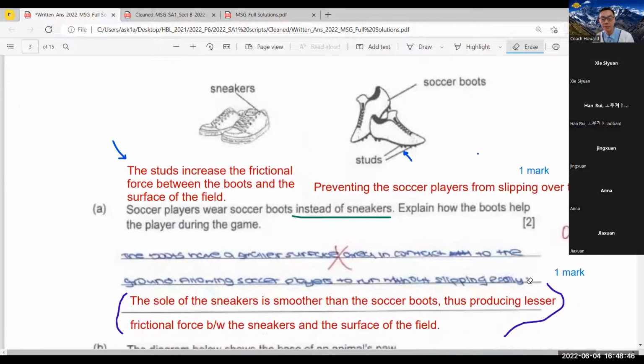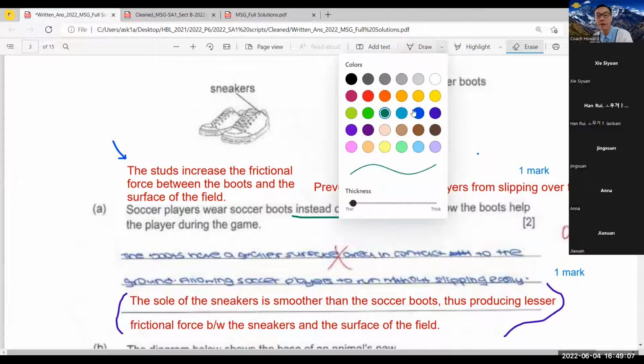Okay, if you look at the student answer, she presented the wrong concept. She talked about the boots having a smaller surface area in contact with the ground, allowing the soccer player to run without slipping. Okay, but the concept is wrong because I want to increase frictional force. So the answer provided here in the red is the correct answer.